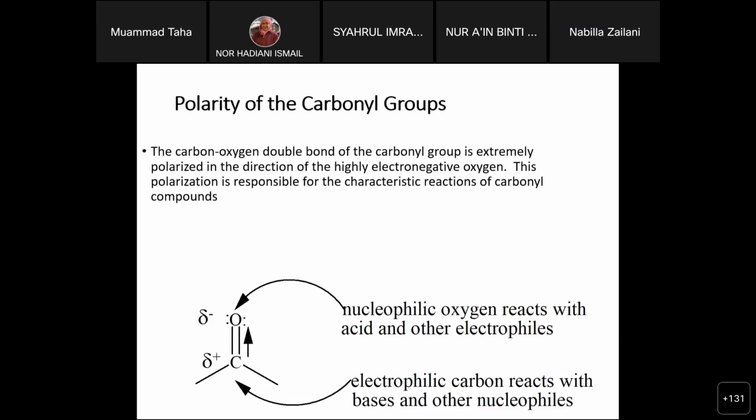Whenever you are trying to make the mechanism, always remember that a nucleophile cannot attack the oxygen, because a negative charge cannot attack a negative charge. Understand? Okay, next slide.